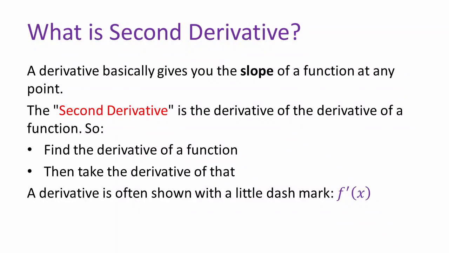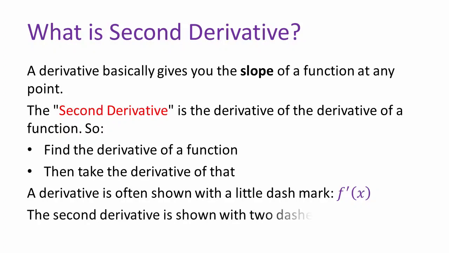A derivative is often shown with a little dash mark, f prime of x. The second derivative is shown with two dashes, f double prime of x.